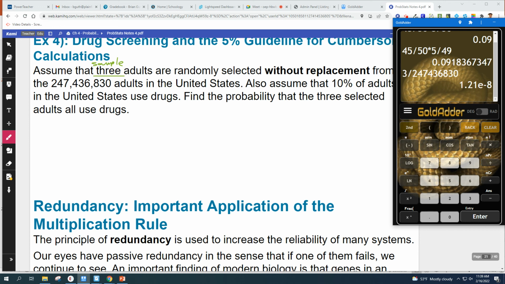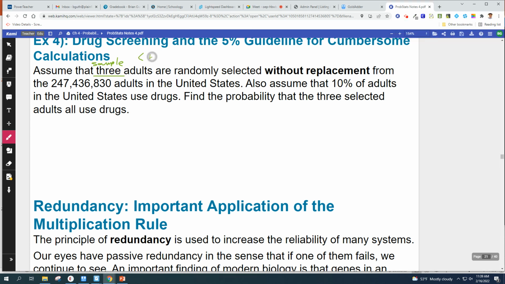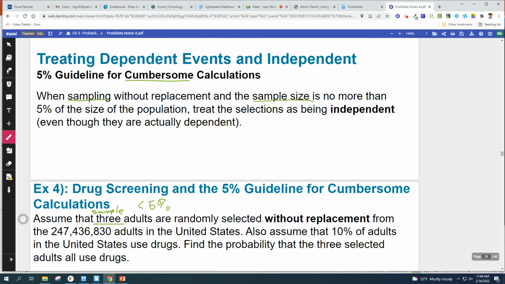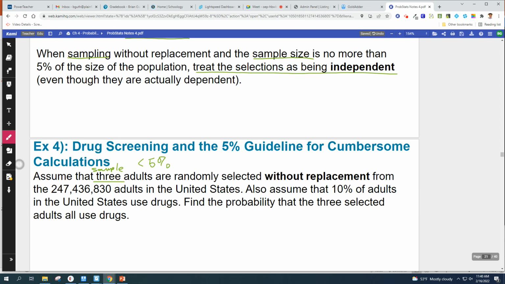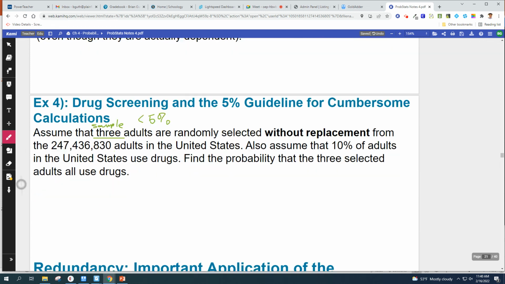Is that less than 5%? It's three people, less than 5% of 247 million. Yeah, definitely less than 5%. What that means is we can treat this as being independent. And that really helps us out. So we treat this as independent.